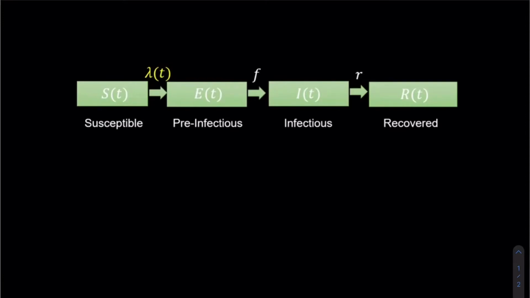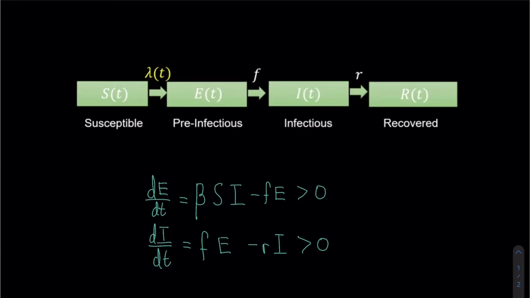Let's assume that we have a SCIR model. Our goal is to figure out how many people to vaccinate. To do that, we want to understand the conditions in which a disease will spread. In other words, we want our E and our I compartments to increase. The dynamics for these equations can be expressed as dE/dt and dI/dt being greater than 0.